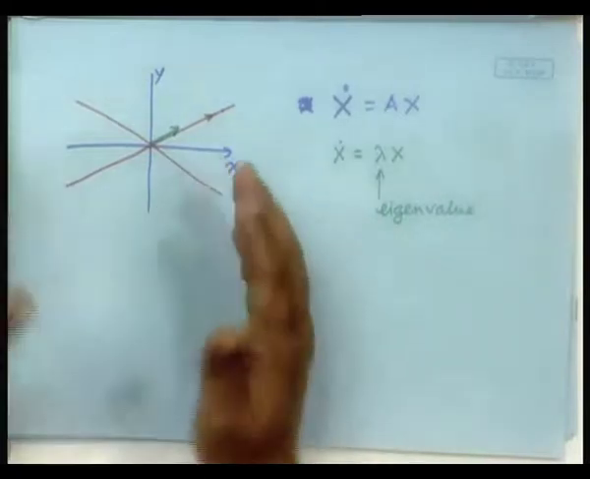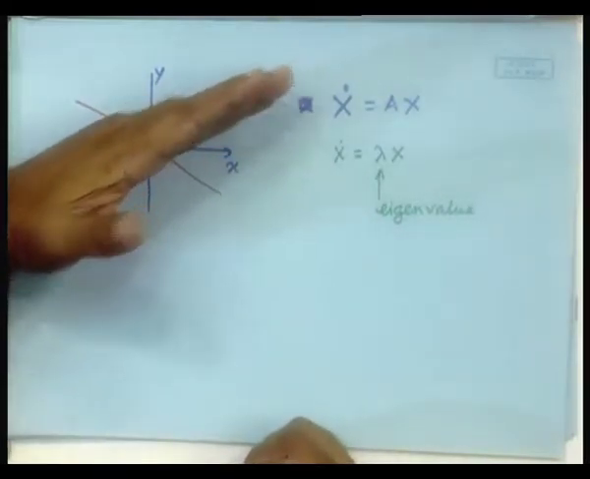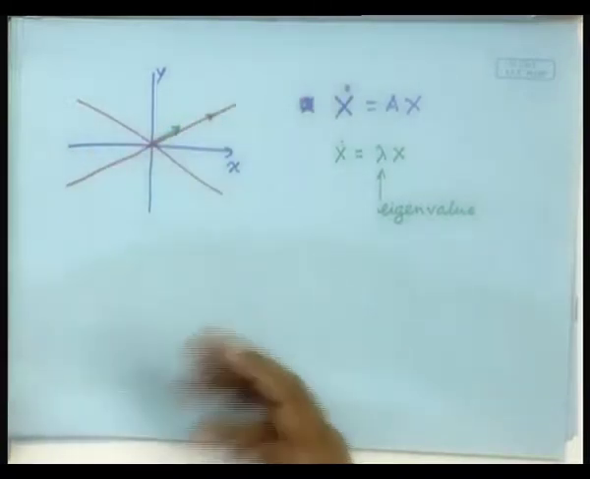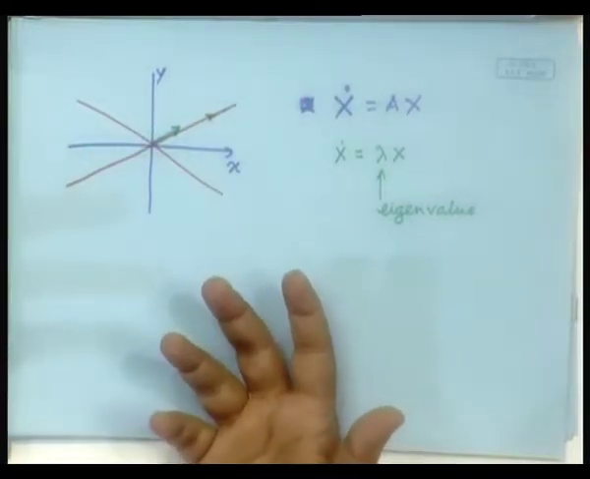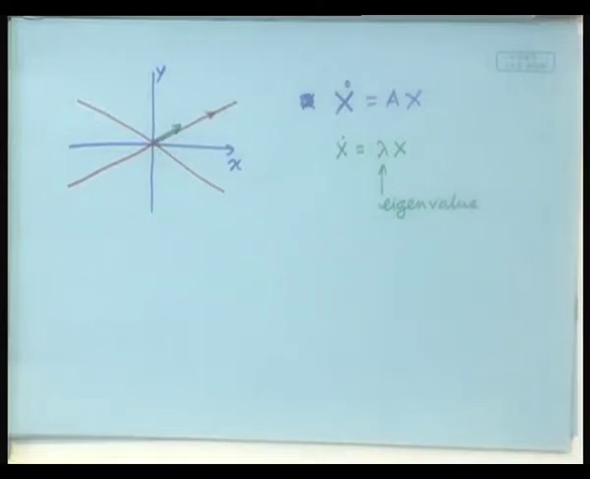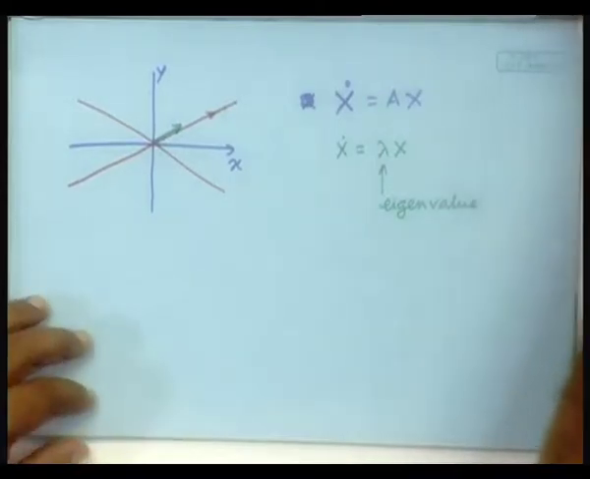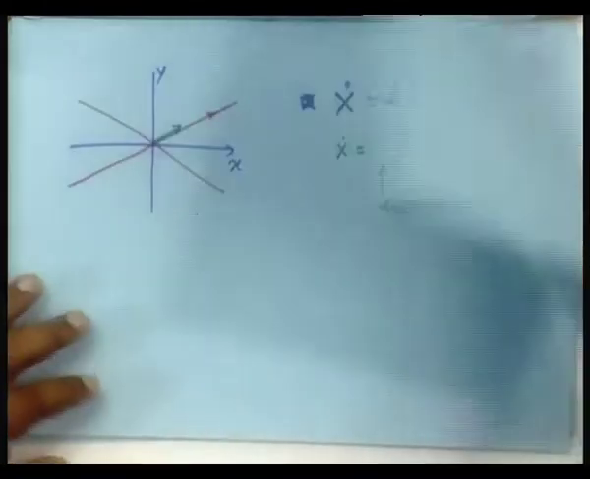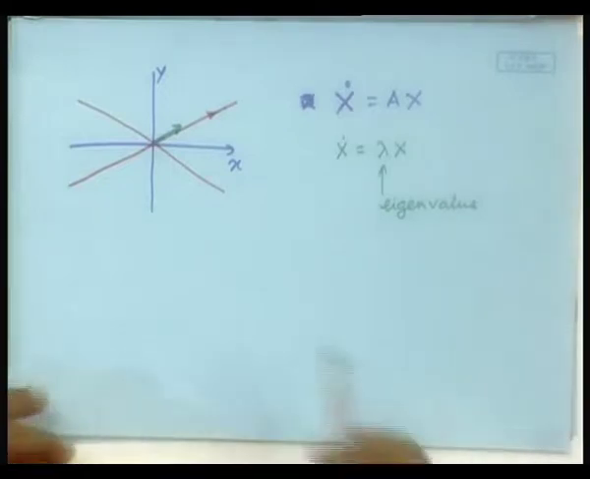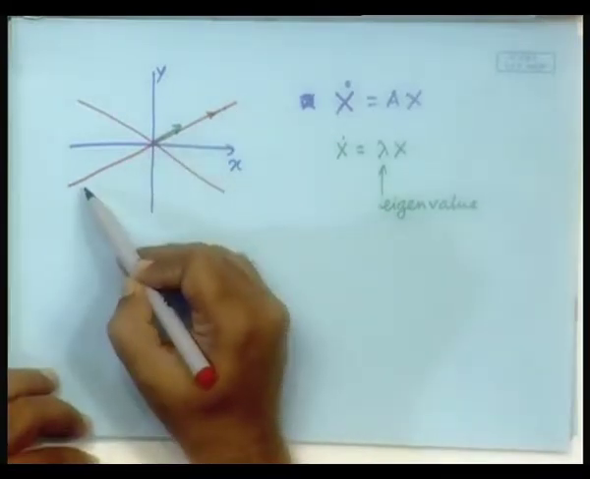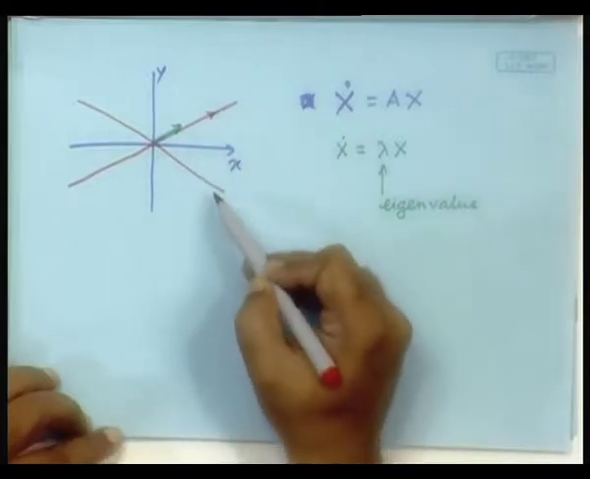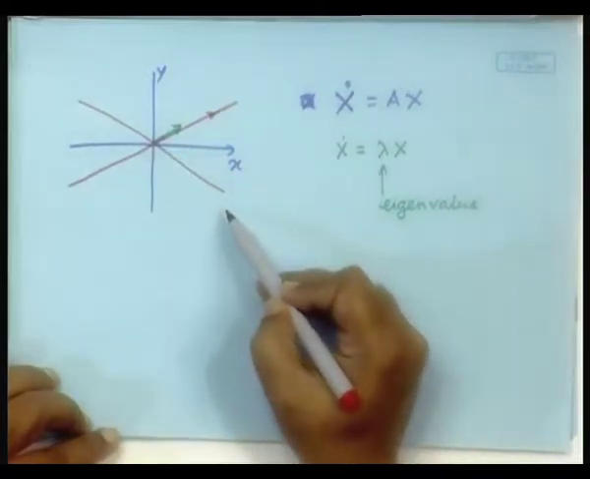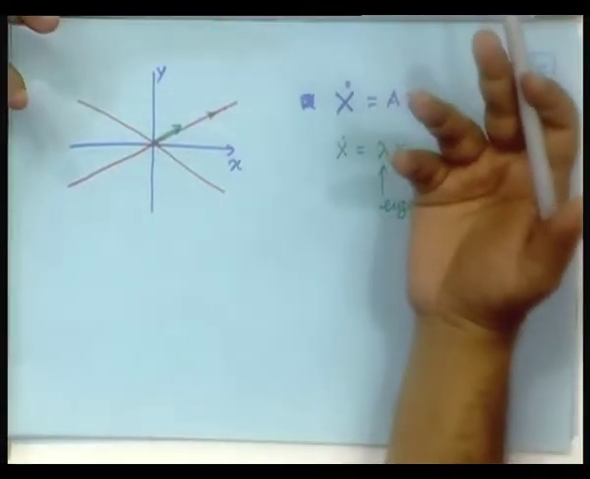Which means that if an initial condition is anywhere on this eigen direction, it will forever remain confined to that eigen direction. This is effectively a one dimensional system, so we can use the solution that we have already obtained. There will be one such solution along this direction, another along that direction, and therefore any given solution will be a linear combination of these two solutions.